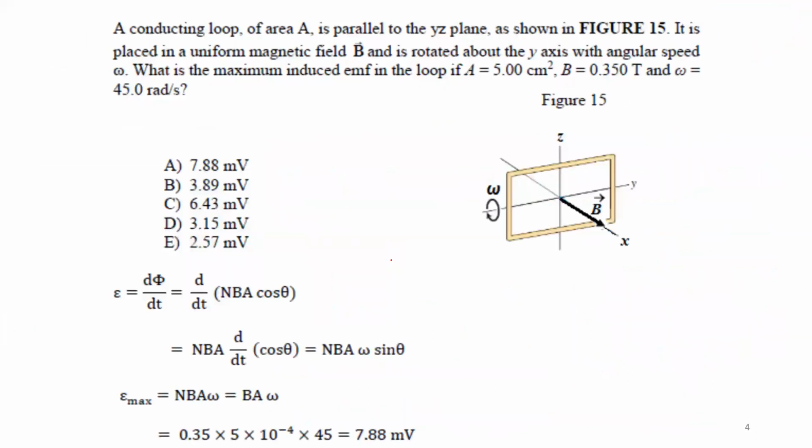Next question. We have a conducting loop, and I give you the area of the conducting loop. It's 5 centimeters squared. Of course, we put it in meters squared, so 5 centimeters squared is 10 to the power minus 4 meters squared. I give you the magnetic field, uniform, 0.35 Tesla, and I give you omega, 45 radians per second.